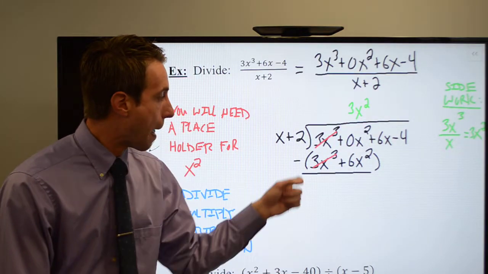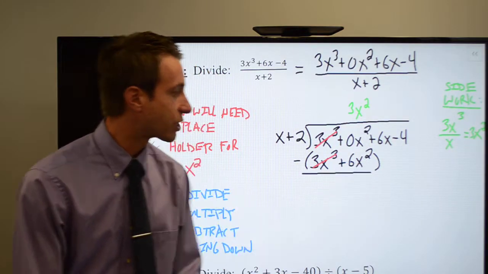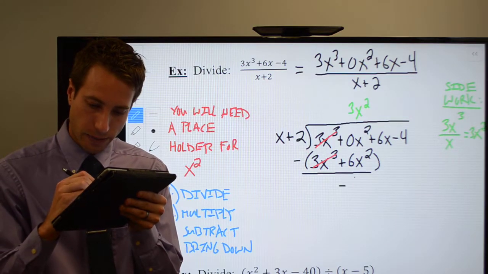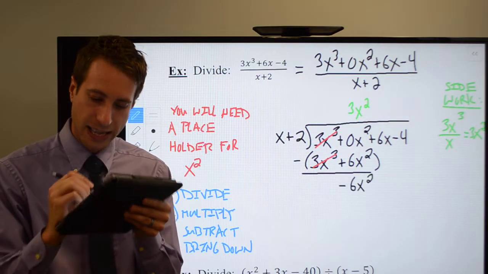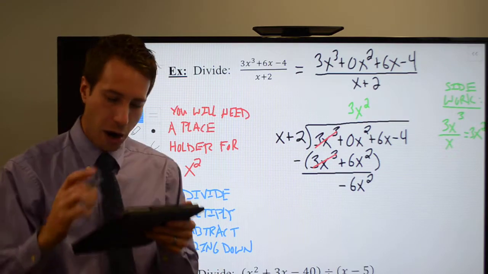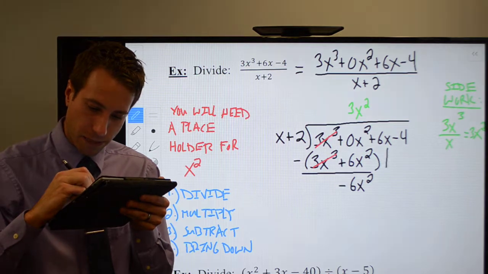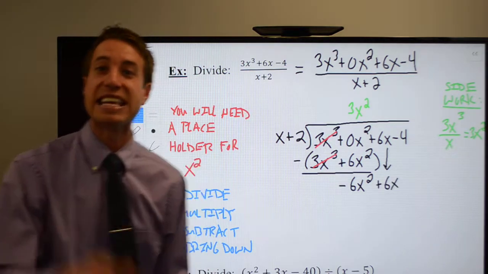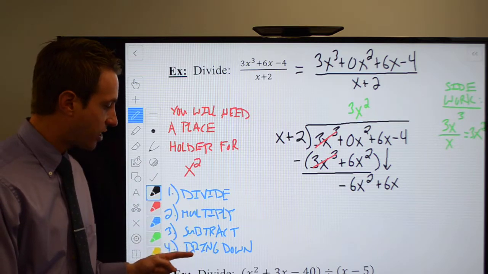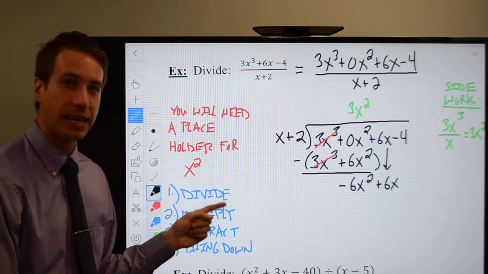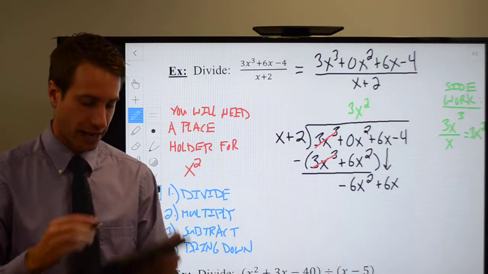0x squared minus 6x squared. Well, that's minus 6x squared. Again, my x squareds are all in this nice, neat column. Step number 4, bring down the next term, which is going to be plus 6x. And now that we have done all 4 steps in my process, I go back to the beginning and start it all over again. So here we go.